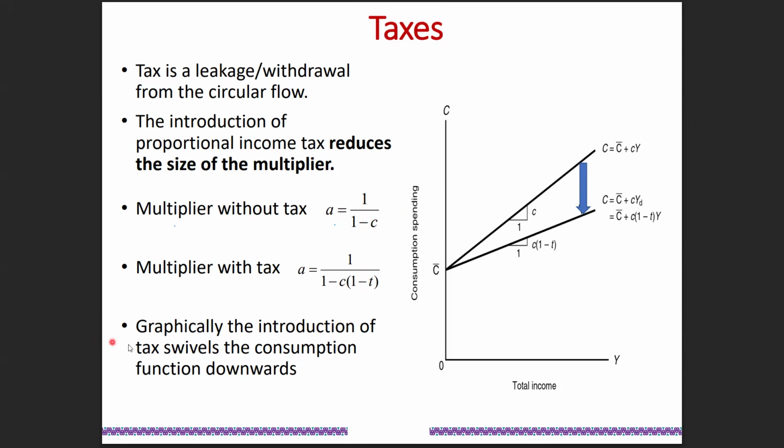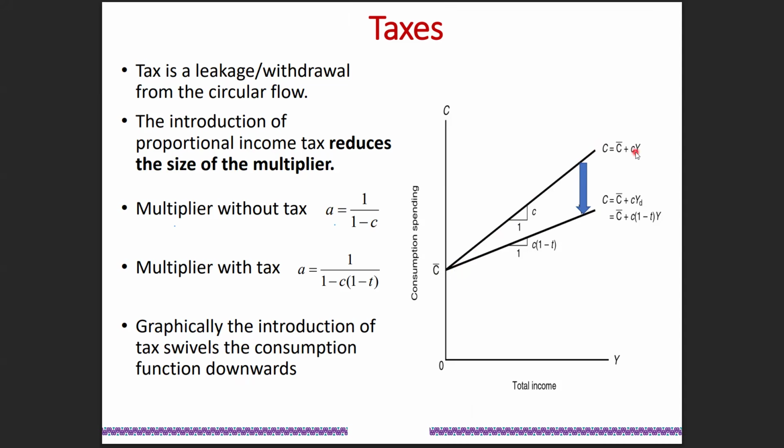Graphically, the introduction of tax swivels the consumption function downward. So you can see here, we're just looking at the consumption function only, right? Our consumption function was somewhere here, whereby we had our autonomous consumption plus our induced consumption, which is just CY, right?